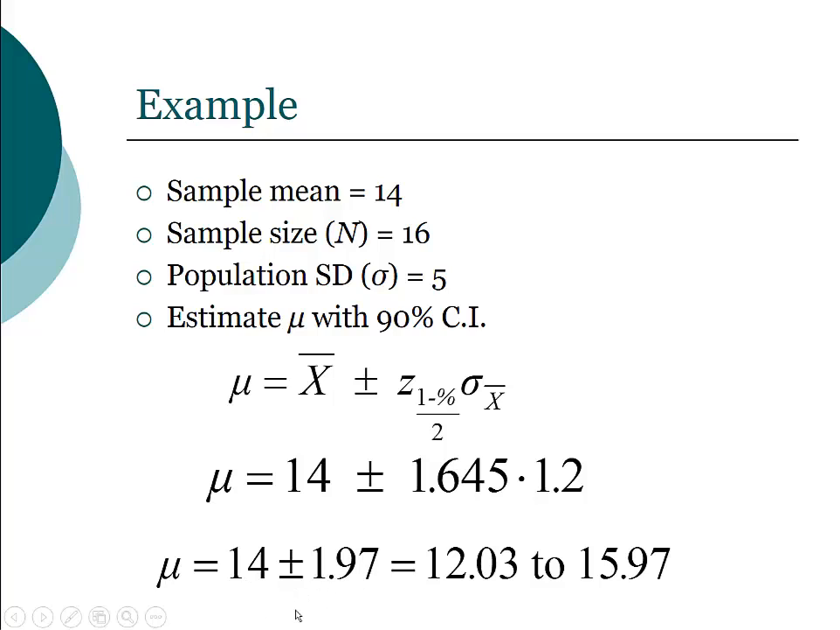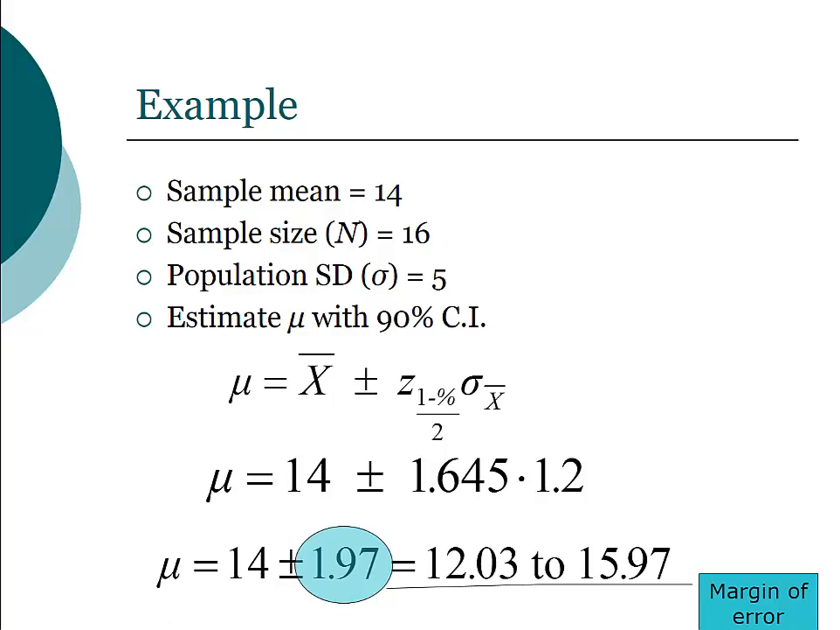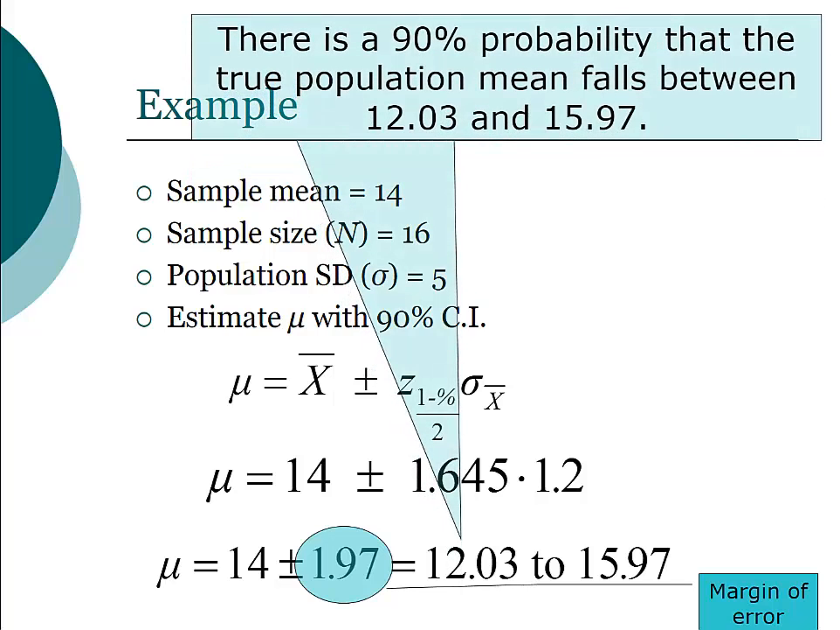And there are two different ways that you can specify your confidence interval. You can take the sample mean and add and subtract your margin of error, or you can actually make these calculations. So 14 minus 1.97 is 12.03, and 14 plus 1.97 is 15.97. So we've got 14 plus or minus the margin of error, the 90% margin of error, or we can say that there's a 90% probability that the true population mean falls between 12.03 and 15.97.